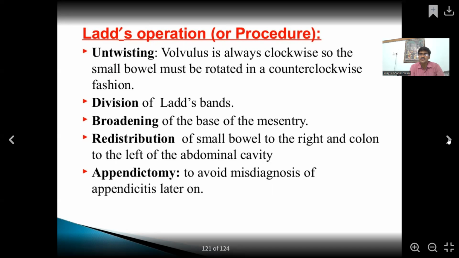The colon has to be placed on the left side, and appendicectomy has to be done because we are placing the colon on the left side. So to avoid misdiagnosis of appendicitis later on, we do appendicectomy. These 5 steps complete the Ladd's procedure.